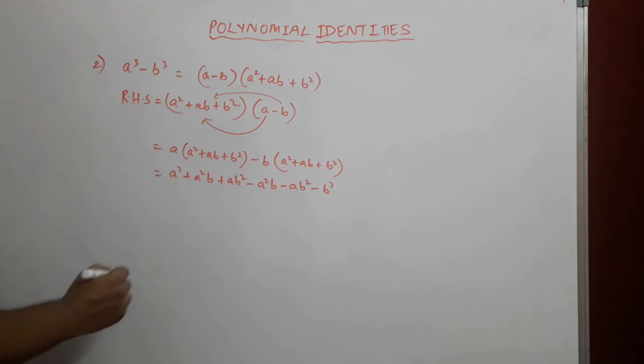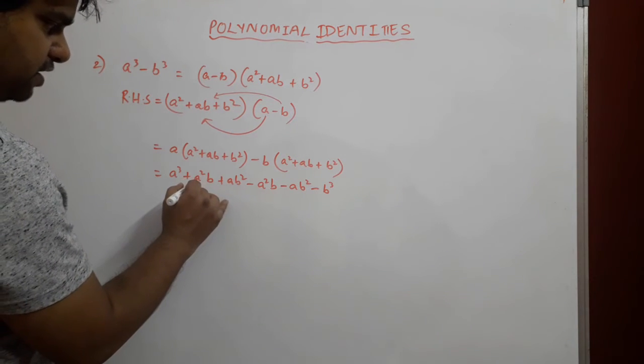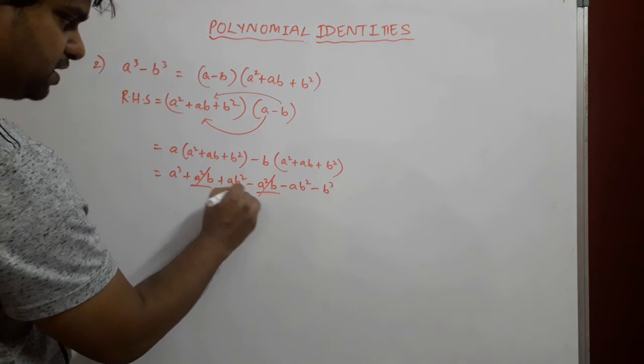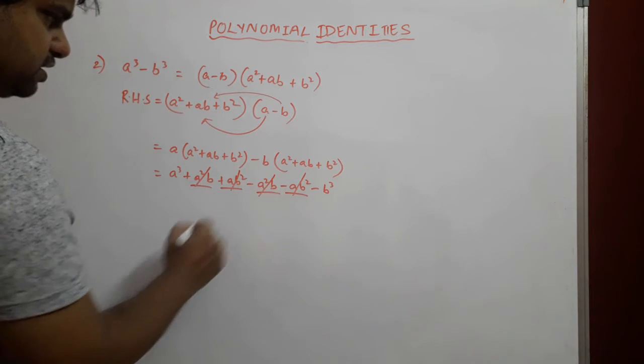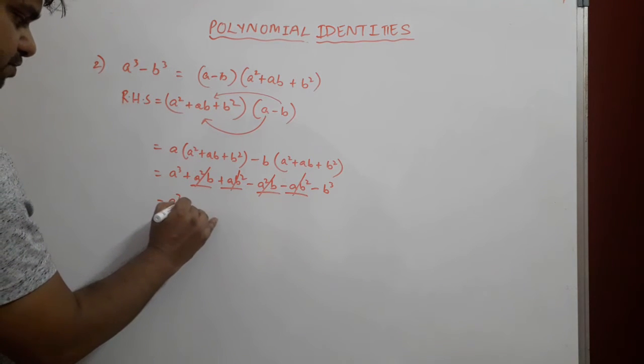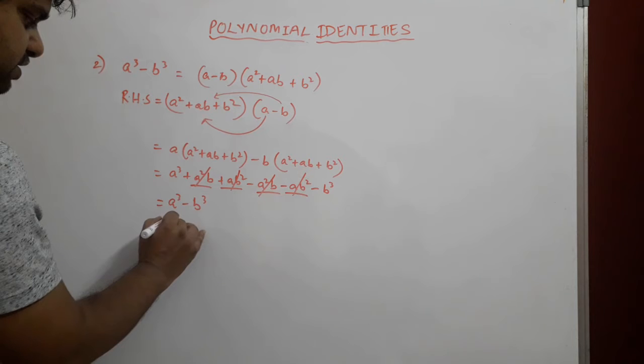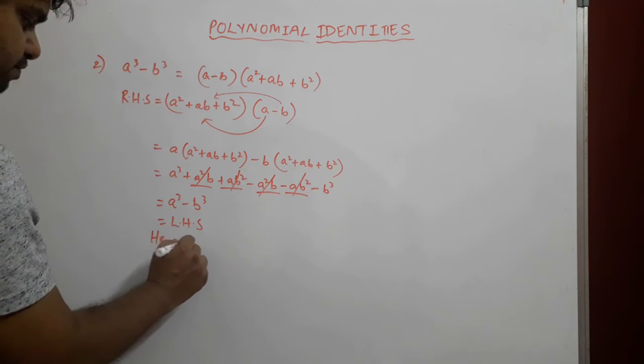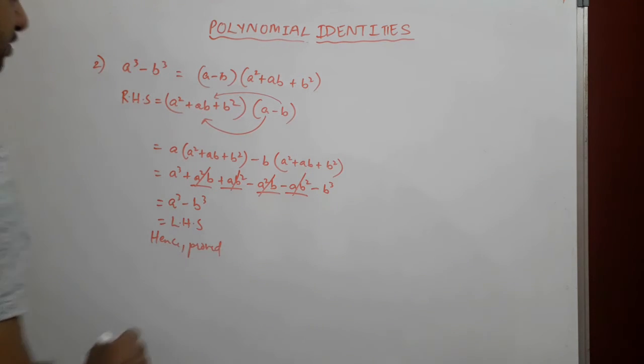Now we see which are the terms that can be cancelled out. We have plus a square b and minus a square b, so these two cancel out, followed by plus ab square and minus ab square, which both cancel out, and we are left with a cube minus b cube, which is equal to the left hand side. Hence proved. So we have proven our second identity, that is a cube minus b cube equal to a minus b into a square plus ab plus b square. And we'll move on to the final identity.